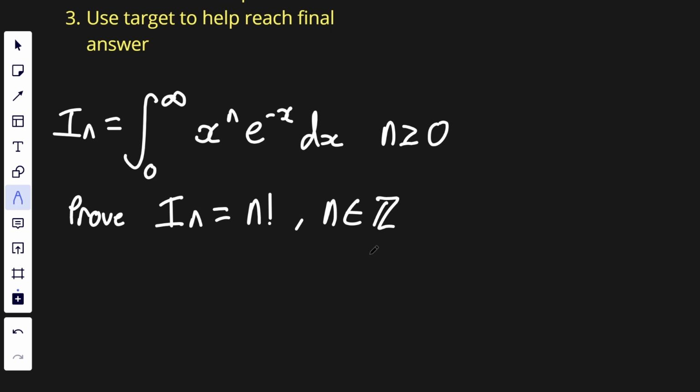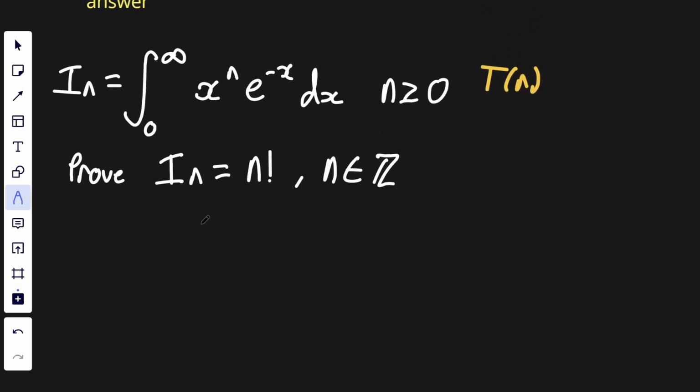So I've said that In is equal to the integral from 0 to infinity of x^n times e^(-x) dx, for n greater or equal to 0. Prove that In equals n factorial, where n is an integer. So this is a very famous function actually. This is called gamma of n. This is the continuous factorial. You may have seen it before. Now we want to prove that it matches the factorial for all integers. That's the whole point of this video. So let's have a look.